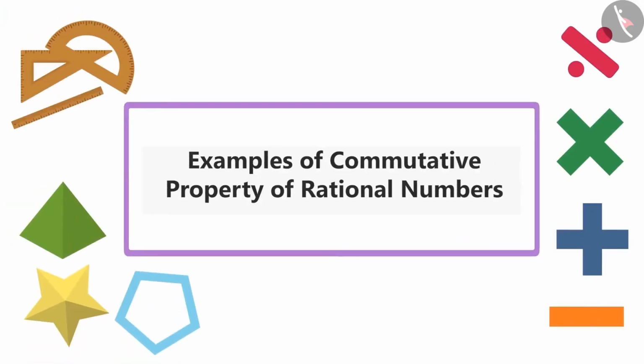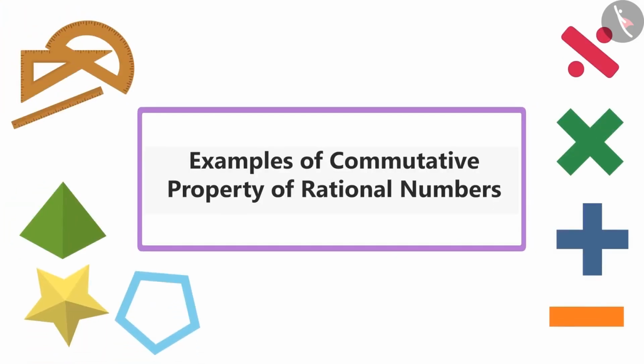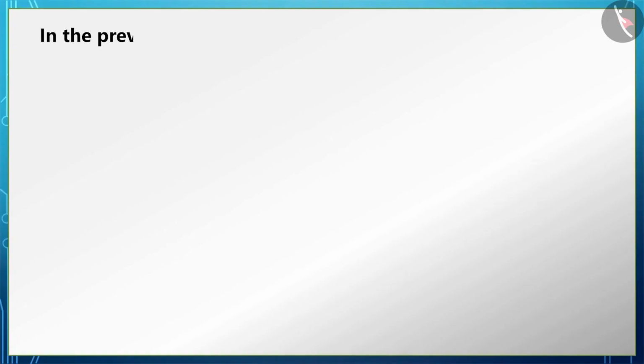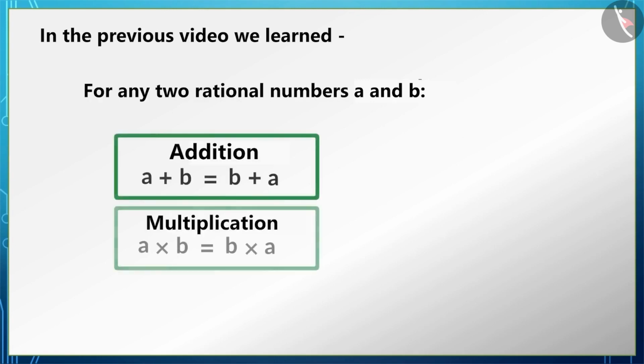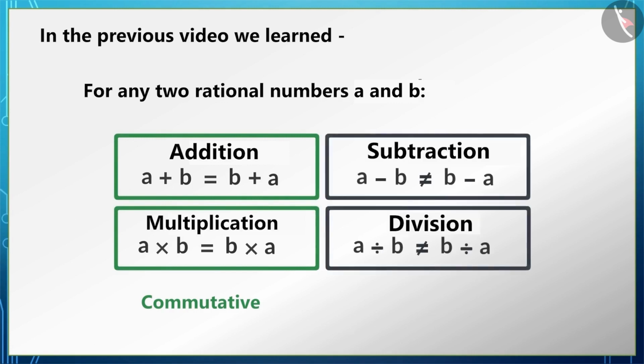Friends, welcome to this video. Today we will see some examples based on the commutative property of rational numbers. In the previous video, we learned that the sum and the multiplication of rational numbers are commutative, but the subtraction and division are not commutative. Come, let's see what is happening in this class.